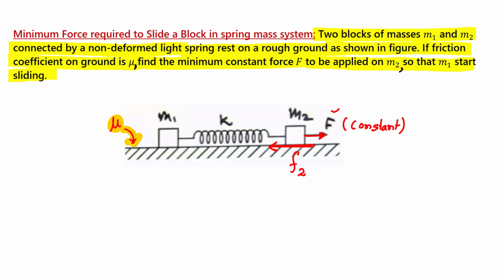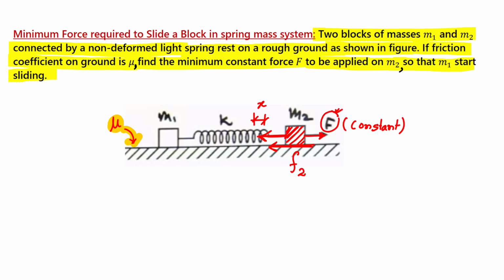But if this force is large enough, then it will overcome the friction and this block will start sliding over this surface. Now once it starts sliding, what will happen? The spring will also start stretching. Once it starts stretching, let's say it has stretched by a small amount x, then it will start applying a force in this direction. So the motion of the block will start retarding.